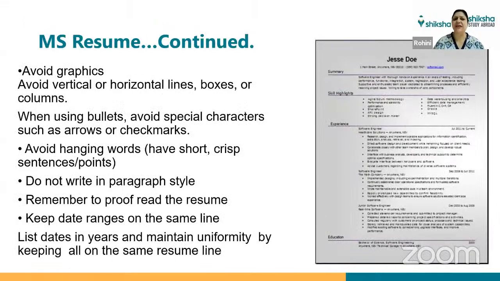Let us look at some other things when we are talking about an MS resume. Always avoid graphics of any sort. Avoid vertical or horizontal lines, boxes, or columns. When using bullets, avoid special characters such as arrows or check marks. Avoid hanging words in a sentence, which means don't have just one word hanging over in a sentence. Try and stick to bullet points that are either 1 or 2 lines long and not more than that. Never write in the paragraph style in a resume. Always remember to proofread your resume not once but several times before you upload your document.